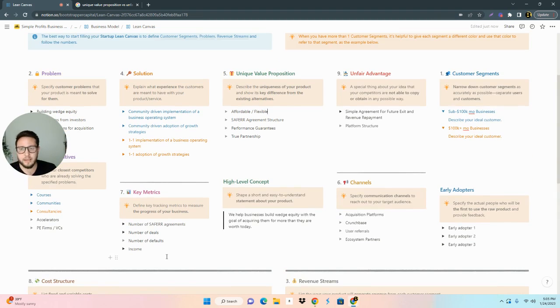Number nine is jumping back up, and we're now getting back to that unfair advantage. Again, unique value propositions, that's what makes you different in the eyes of your customer. Unfair advantage, what makes you different in the eyes of your competitors, right? For us, I think that the most important thing that's different about us is our SAFER agreement. It's quite literally ours. Nobody else can do it, technically, legally. If they are, they're definitely infringing on quite a bit. But this is ours.